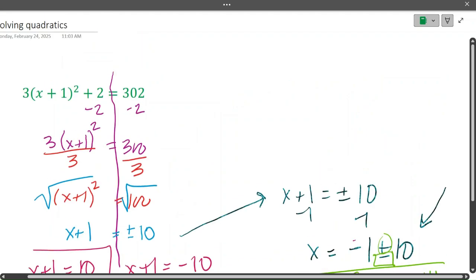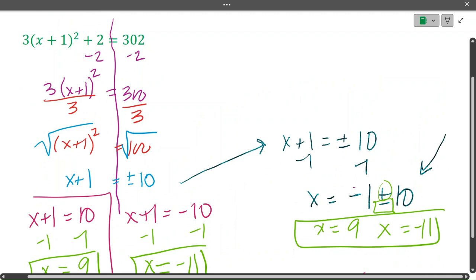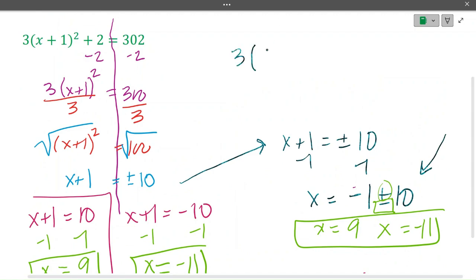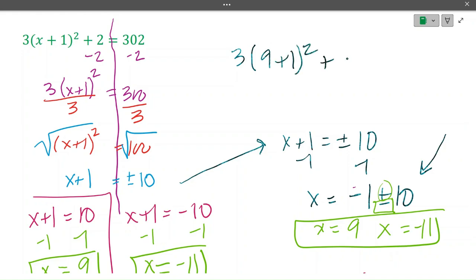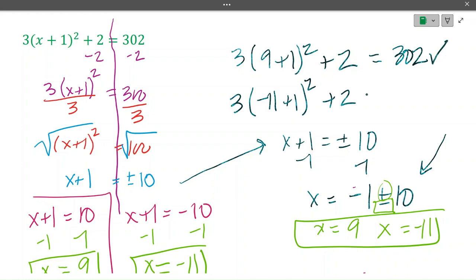Now, I urge you to check your answers here. So I'm going to go ahead, and everywhere I see x, I'm going to substitute 9 in initially. And then I'm going to do the same thing with negative 11. And what's going to happen is when I do this, I'm going to get 302 out here. And I'm going to get 302 out here. Now, I'm going to talk through how I did that in just a second.